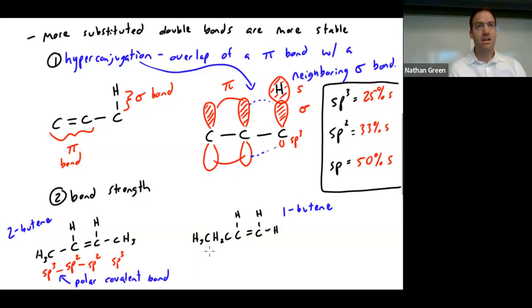Over here, how many of these sp2, sp3 hybridized bonds do I have? What's the hybridization of this carbon? sp3, that one. Also sp3, that one. sp2, that one. sp2.